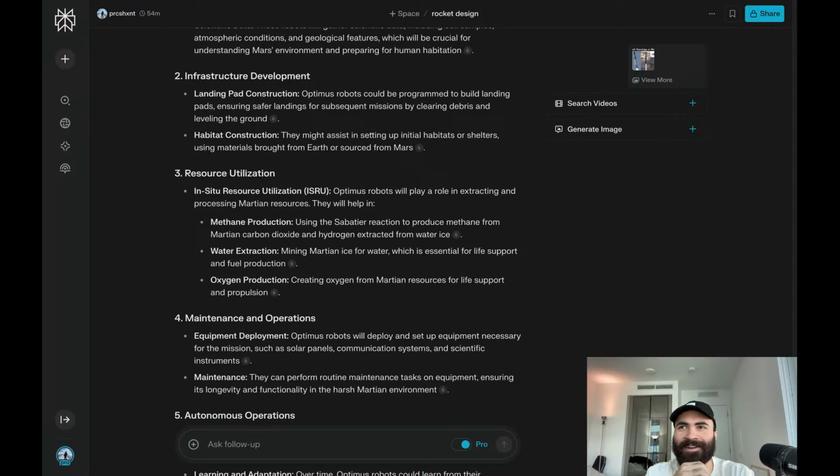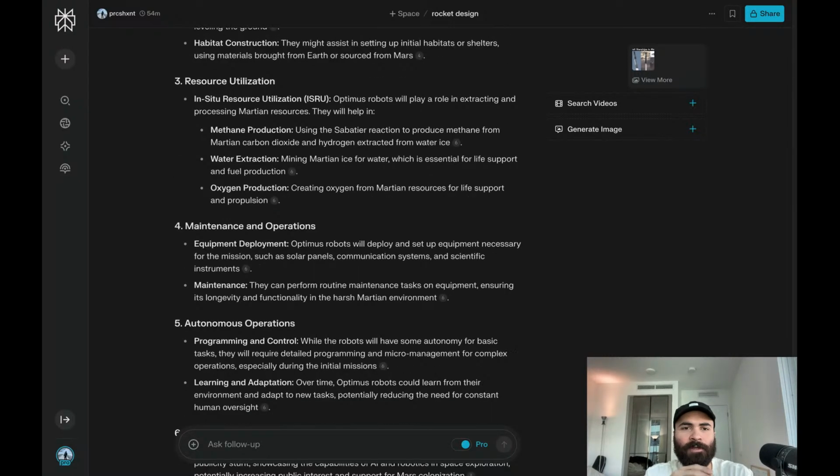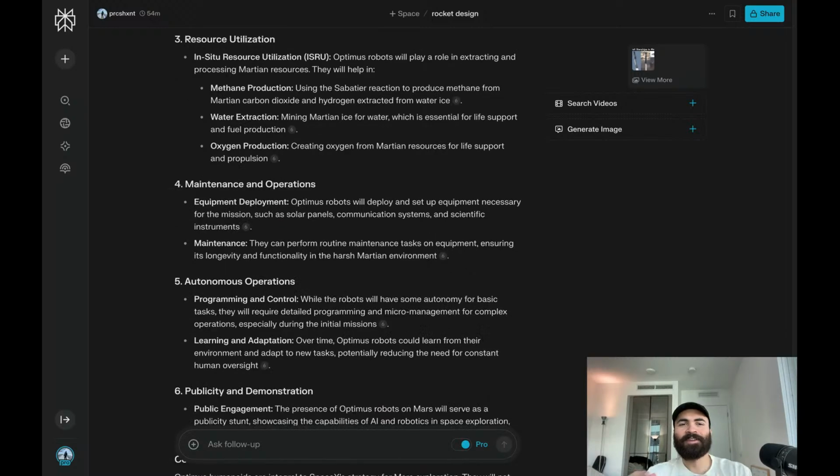Wow, wow. They are like your construction robots who are just going there and learning everything. Habitat construction. They might assist in setting up initial habitats or shelter using materials brought from Earth or sourced from Mars. That would be crazy. I think they will soon start doing that. Hey, Optimus, go and make a landing site. Learn from here and now go and make a landing site.